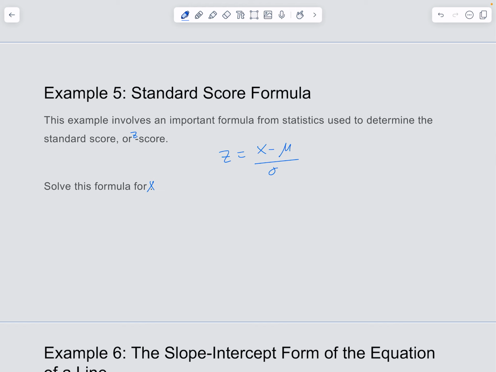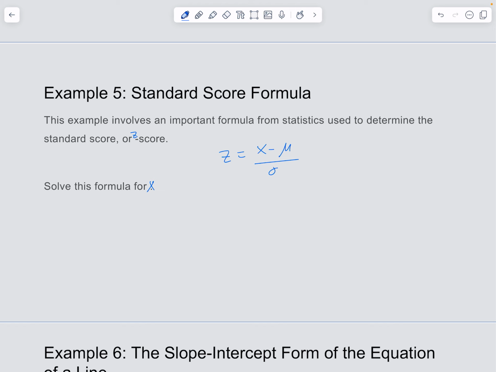This example is important from statistics, and it calculates something called the standard score, or the z-score. Z equals x minus mu over delta, maybe? Sigma?